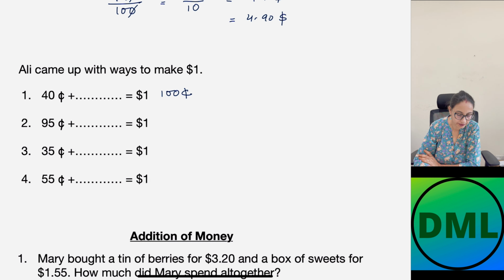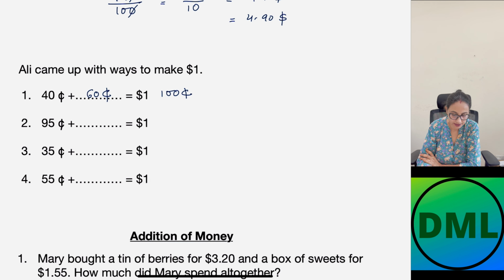What do we have? We have 40 cents. What should I add to 40 cents to make it 100 cents? The 100 and 40, what is the difference between both of them? The difference between both of them is 60 cents. So if I add 40 cents plus 60 cents, that will give me 100 cents. Let's write down the answer as 60 cents here.